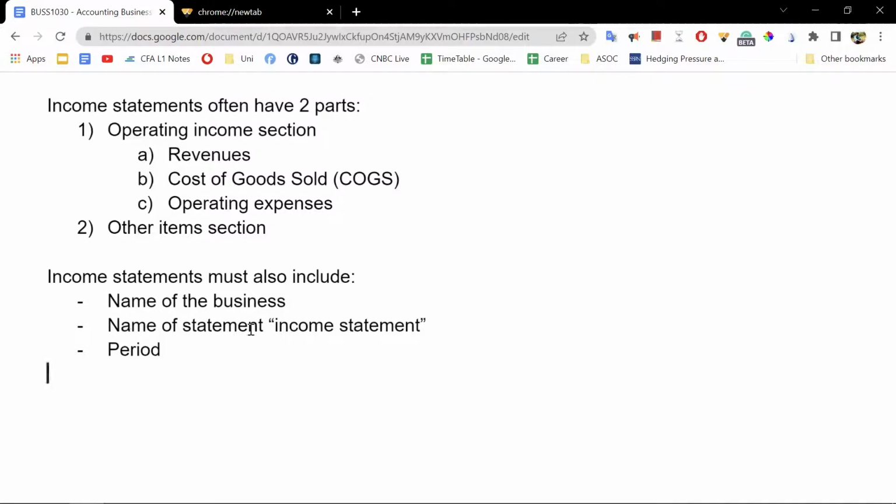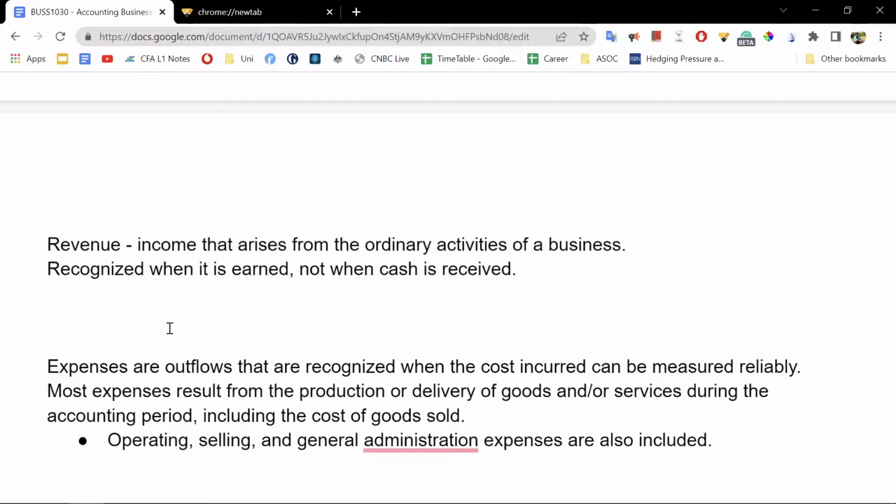Income statements must also include the name of the business, the name of the statement, and the period. So the quarter ending April, the quarter ending May or something. Anyways, it has to have the name of the business, a statement of income, so what this statement is about, and the period. Revenues, I recognize when they are earned, not when cash is received. Often cash will be received later, and so we have to decrease accounts receivable and increase cash when cash is received. However, they are reported and recorded when they are earned.